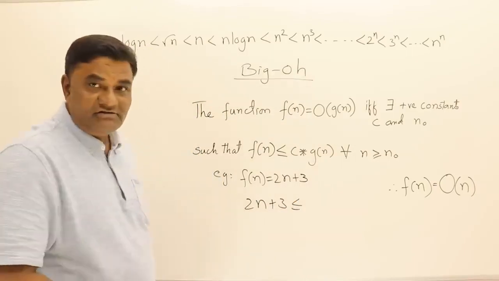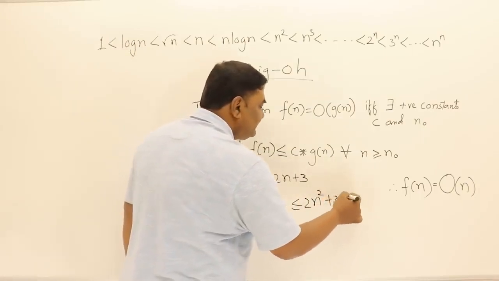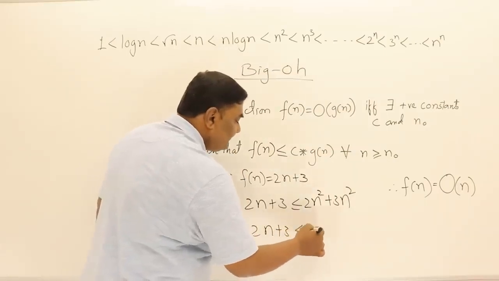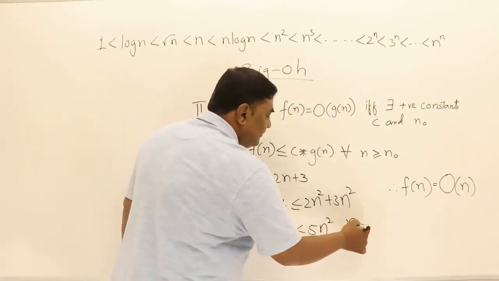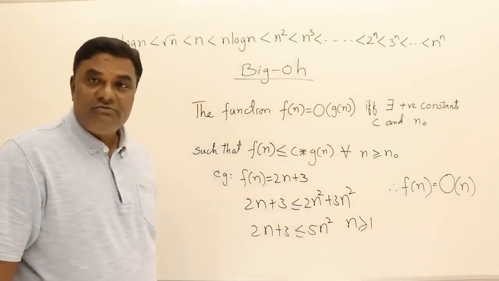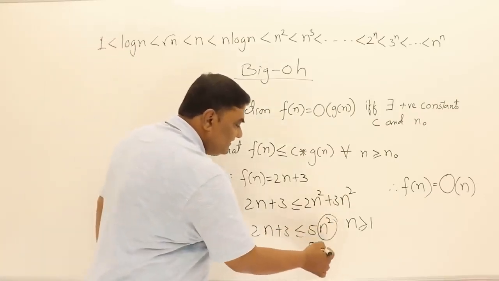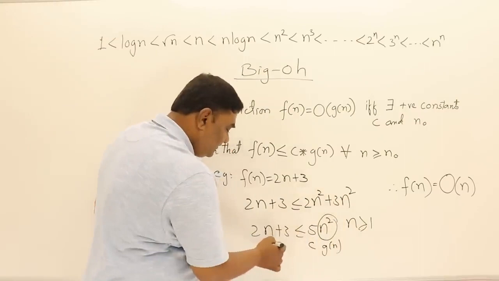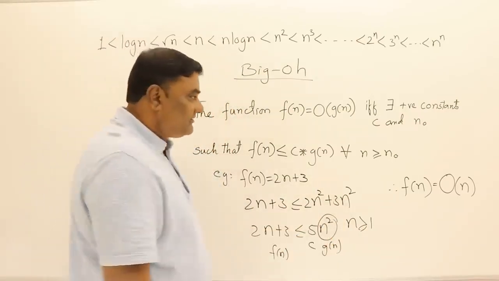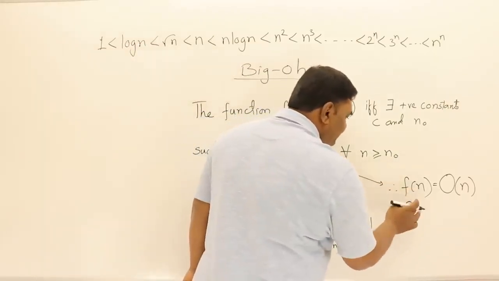For the same function, can I write 2n plus 3 is less than or equal to 5n square for all values of n greater than or equal to 1? Yes, this is also true. Then what is g of n here? This is c and this is g of n, and as we know, that is f of n. So what is g of n we got? n square.